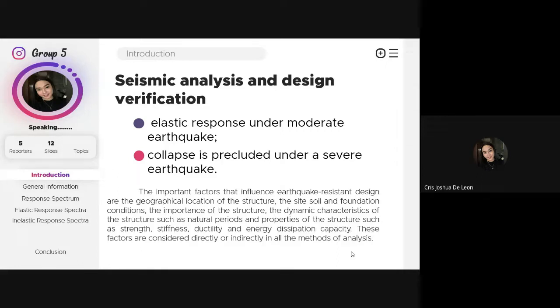The important factors to be considered that influence the earthquake resistant design are, first, the geographical location of the structure; second, the site soil and foundation conditions; third, the importance of the structures; fourth, the dynamic characteristics of the structure, such as natural periods; and fifth, the properties of the structures, such as strength, stiffness, ductility, and energy dissipation capacity. These factors are considered directly or indirectly in all the methods of analysis.